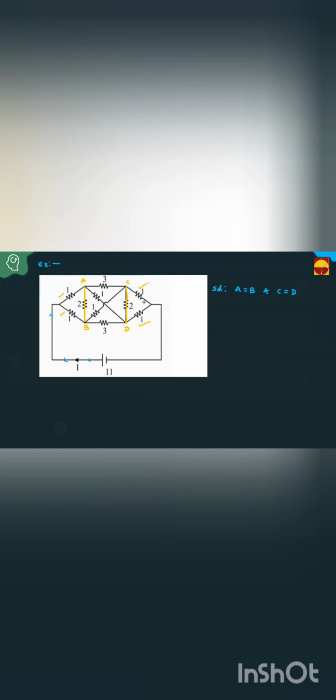Internally, 4 resistances are also parallel. Then, if these two resistances are parallel, how much is it? 1 by 2 ohms. If these two resistances are parallel, it is a 1 by 2 ohm resistance. I'm connecting it like this. This is 1 by 2 ohms.